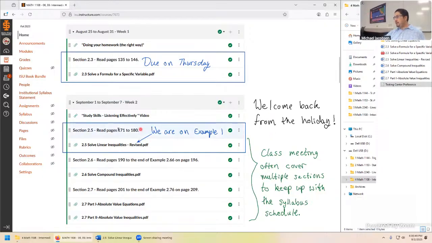But before we get started, back to section 2.5, we're on example 1. Anyone have any questions or comments for the class to start us out? Okay, let's get started then. So we're back to section 2.5.